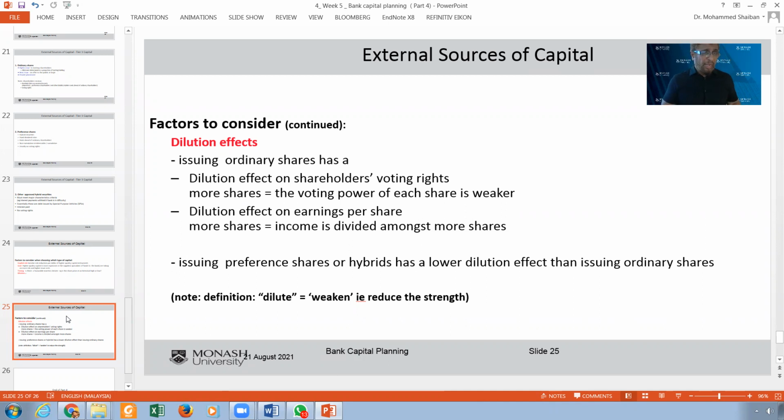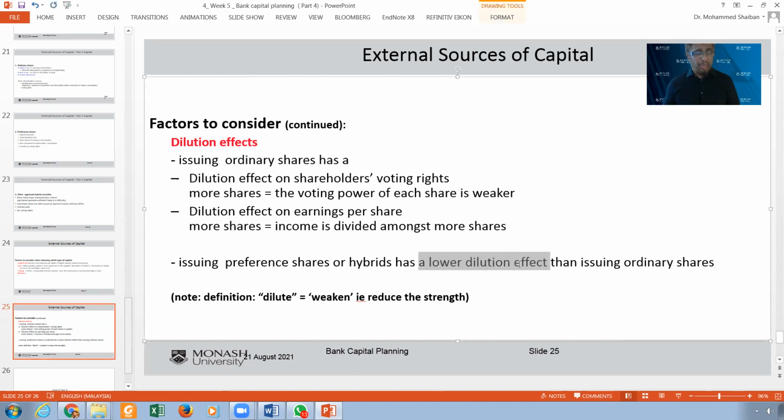And somebody would ask, why should we do that? Why are the current shareholders allowing this to happen? Actually, when I increase the capital by another 100 million, the assumption is that the net profit will increase and double, or maybe triple. So there will be an increase in the profit, and hopefully there will be no dilution in the earnings per share or in the dividend payments. So this is what we are talking about when we talk about dilution. So issuing preference shares or hybrid has lower dilution effects.